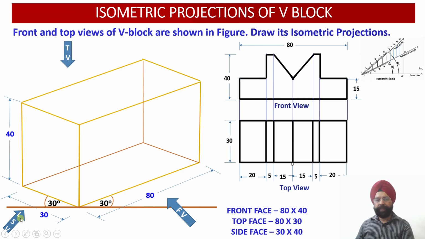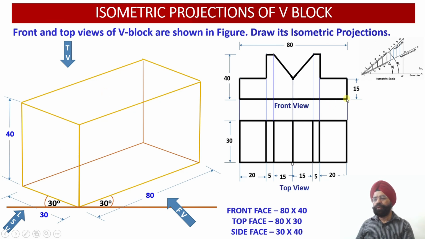That is, I have been able to develop this left side view face over here. This is the face through which I will be developing my left side view of the isometric projection. This is the face of this particular prism which is going to show me the front face of this V block, and this is the top face of the rectangular prism over there. Now all the three faces we have been able to locate.